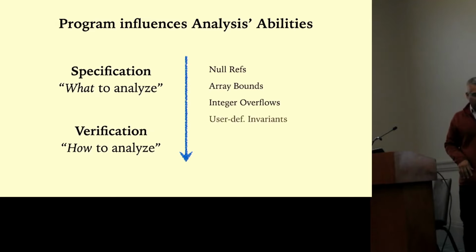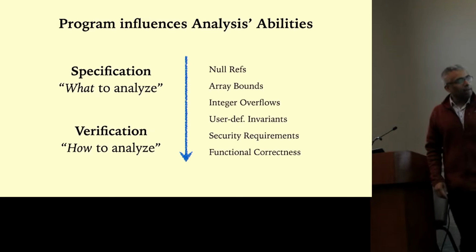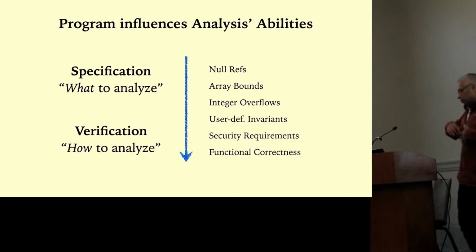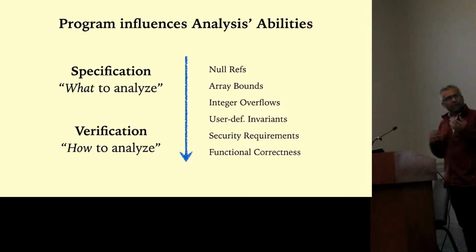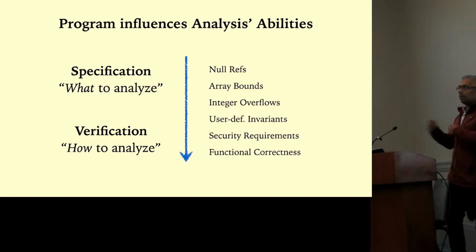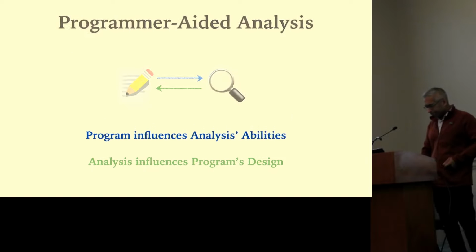And in particular, I want the analysis to scale up nicely. If you do nothing, you'll just get some baseline, maybe you care about null dereferences, or maybe you care about array bounds, or maybe you care about integer overflows. These are just baseline properties that everybody cares about. But then if you pay more, then you will get to check more things about your program. So this is what I mean by the program can influence the analysis as well.